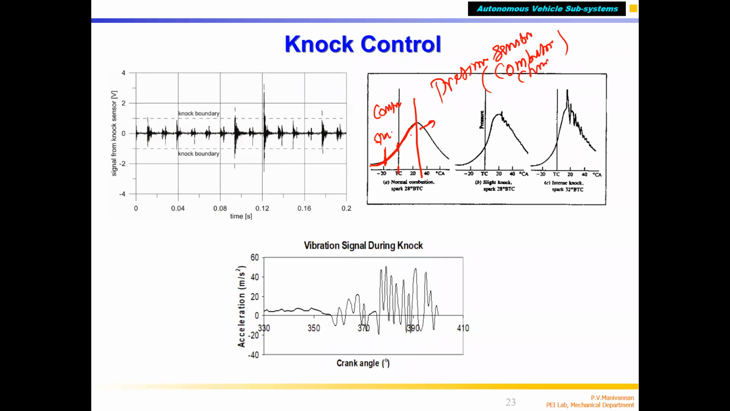If there's no knocking, it will be like this. If there's a knocking, you can see a light knocking condition, with a pressure wave. With heavy knocking, you can see this high pressure wave. You see the pressure is varying. It's not constant, not smooth.